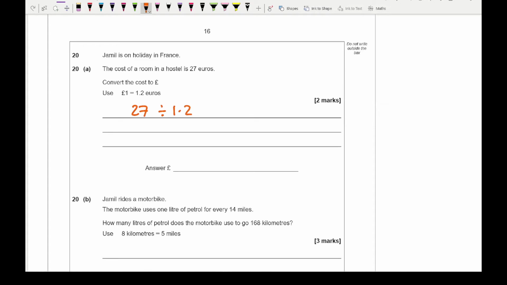So 27 divided by 1.2 gives me an answer of £22.50. Now just remember, on the calculator it gives us 22.5, but when dealing with money you always want to round it to 2 decimal places. So if there is no second digit, just add a 0.